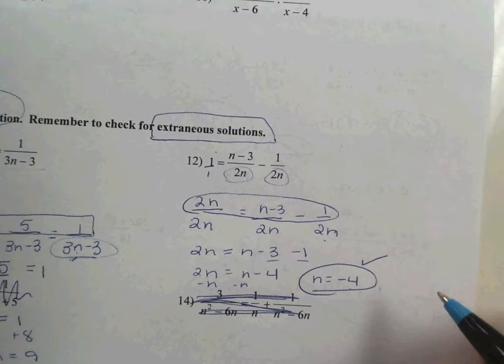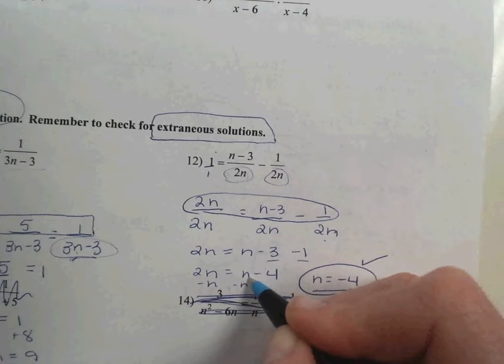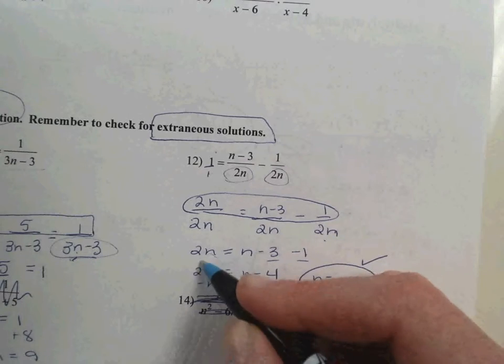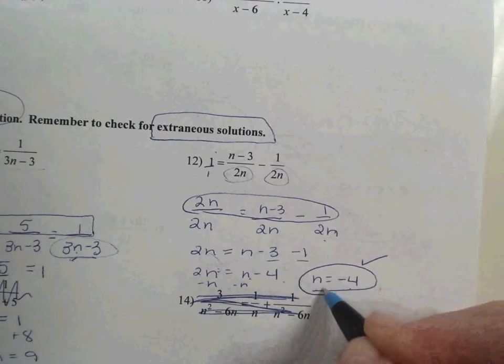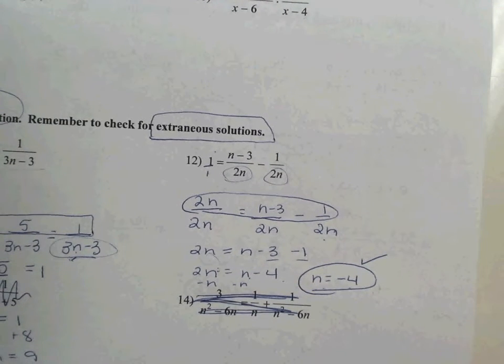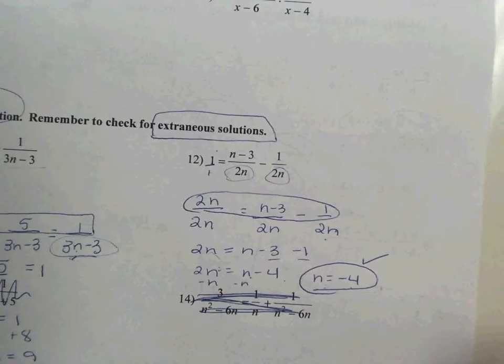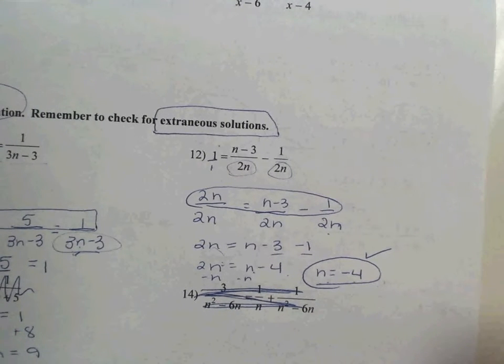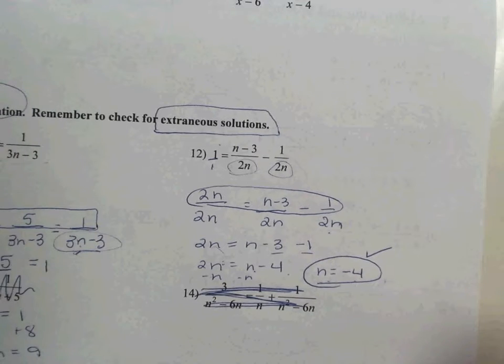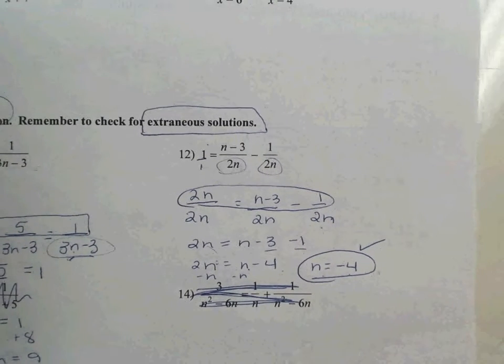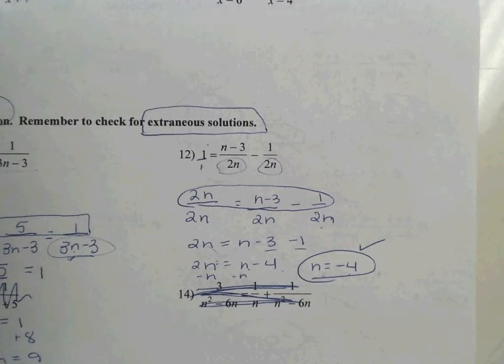And the last step. I subtracted n from both sides, so I got 1n equals negative 4, or n equals negative 4. So when I subtract 2n minus 1n, I get 1n. So I only have 1n left. Oh, okay. These are a little challenging.